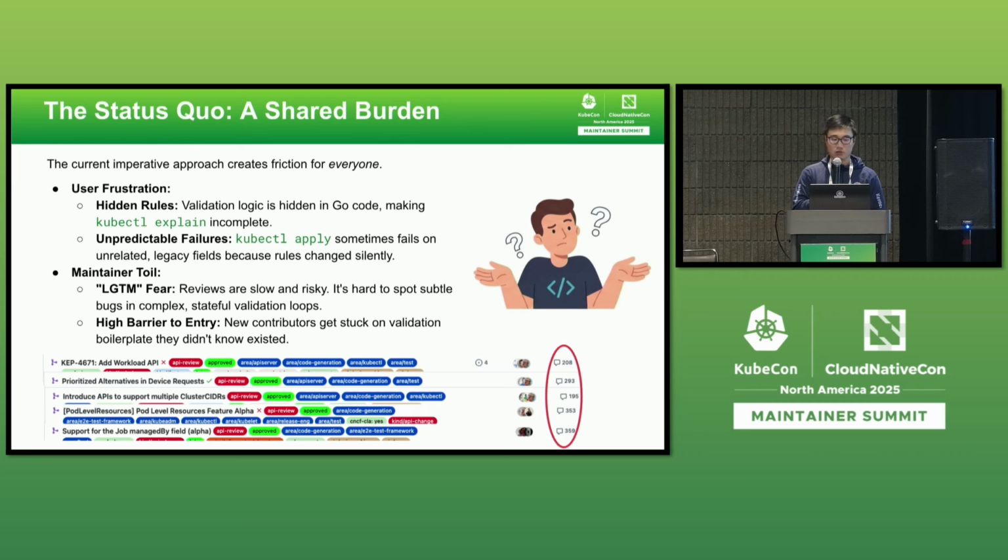And for maintainers, it's also toil because they need to review a large bunch of validation code, especially when there are API changes. So it's hard to put the LGTM on the PRs. And because the validation code is so hard to understand, it intimidates new contributors from coming in. Below there are images of the API review. How many comments are there? Although not all of them are about validation, it still takes up a bunch of the review comments.